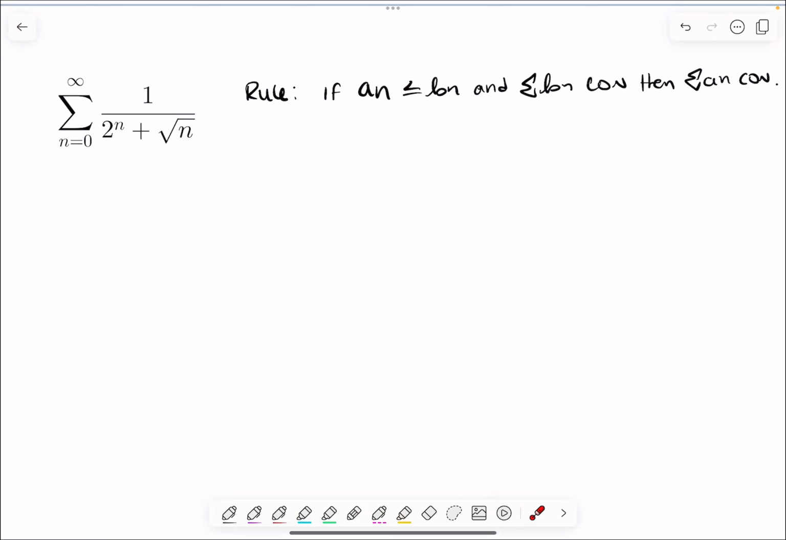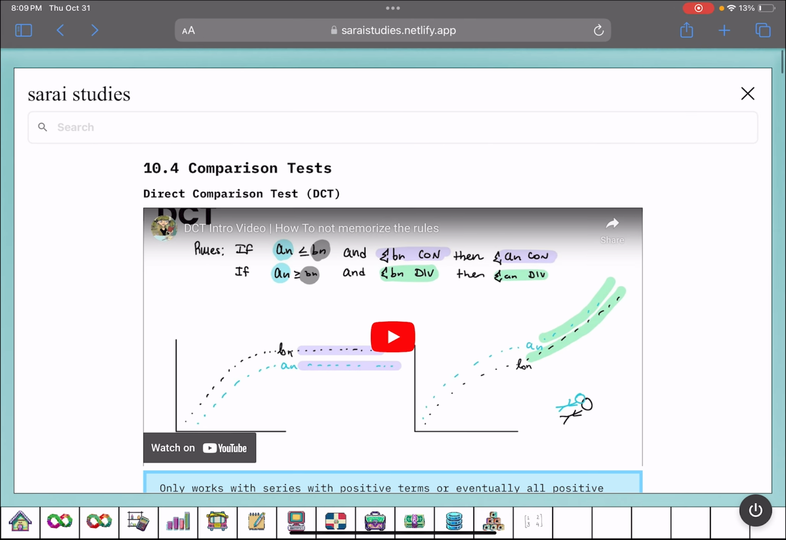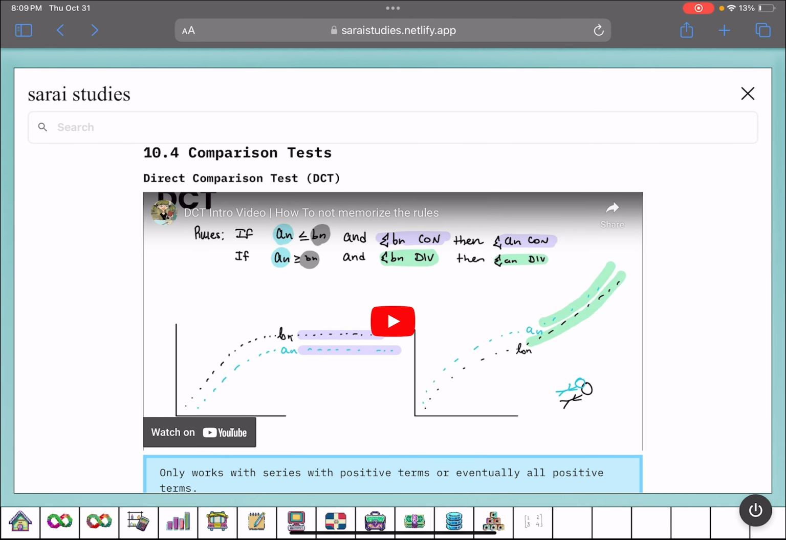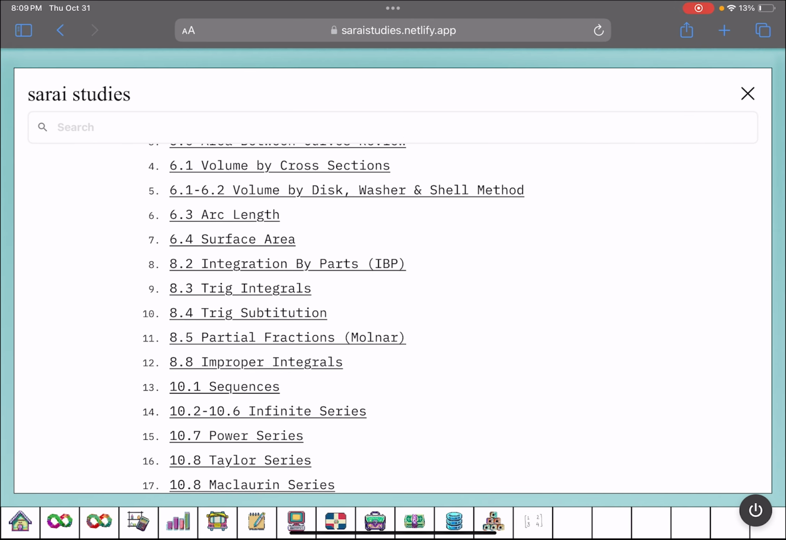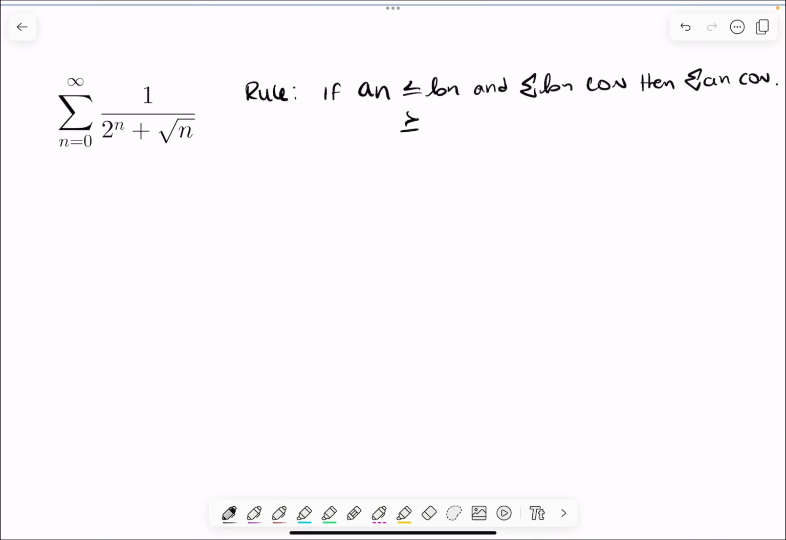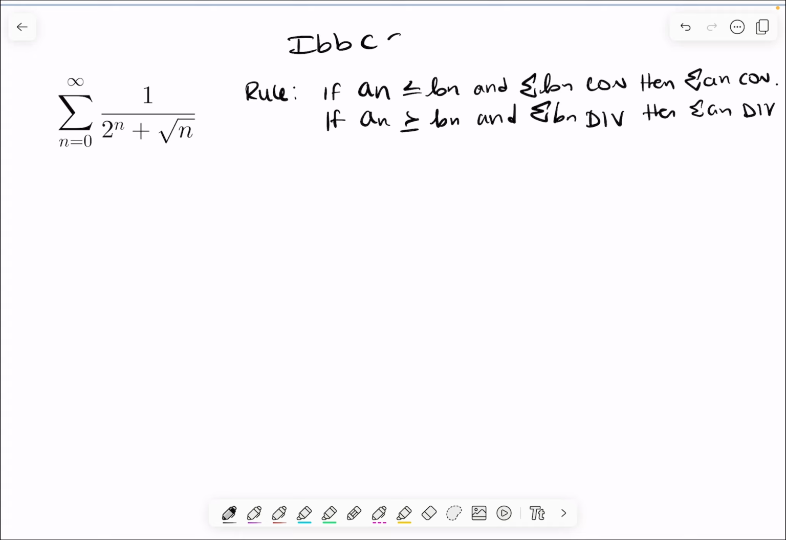If you have trouble memorizing these rules, you can check out my video at Sarai Studies for the direct comparison test on how to remember it. It's in the CALC 2 class under infinite series. And then we would just do the opposite signs, diverges, and everything else just drops down. So the comparison test is IBBCC.